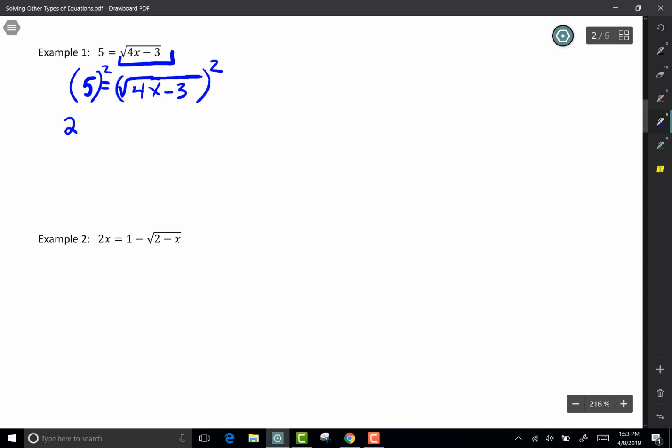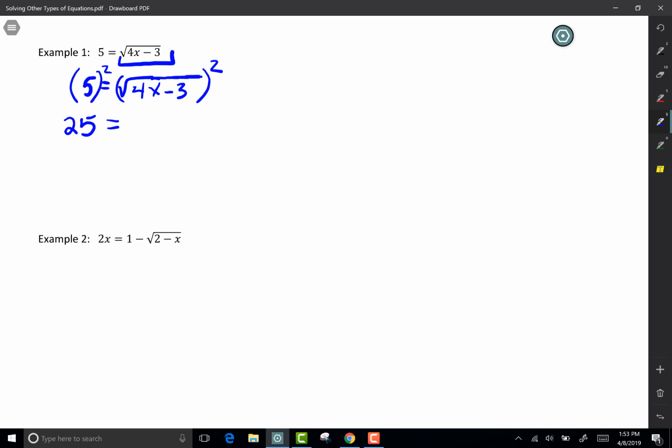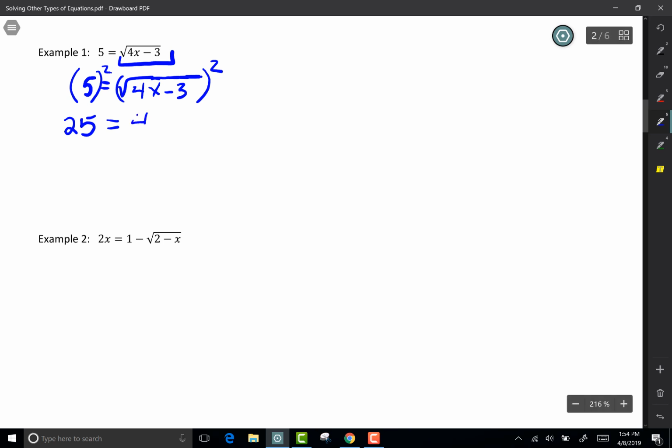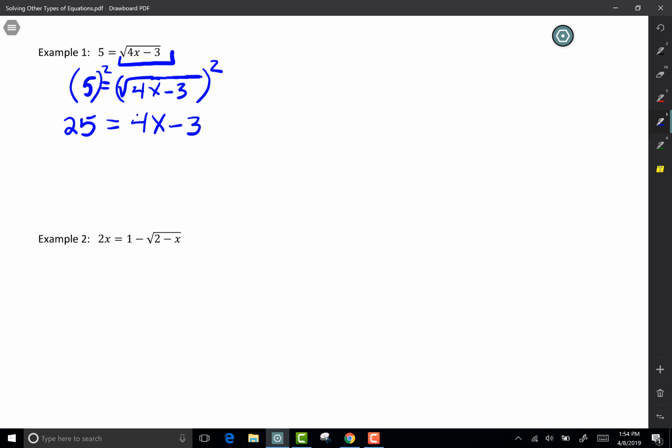So on the left-hand side, I have 25. On the right-hand side, I have the square root of 4x minus 3, and that's squared. So the square and the square root undo each other, and I'm left with just 4x minus 3. And now this makes it a lot easier to try to solve for x. All right, so now we got rid of the radical, and it comes down to a linear equation, which is easy for us to solve.